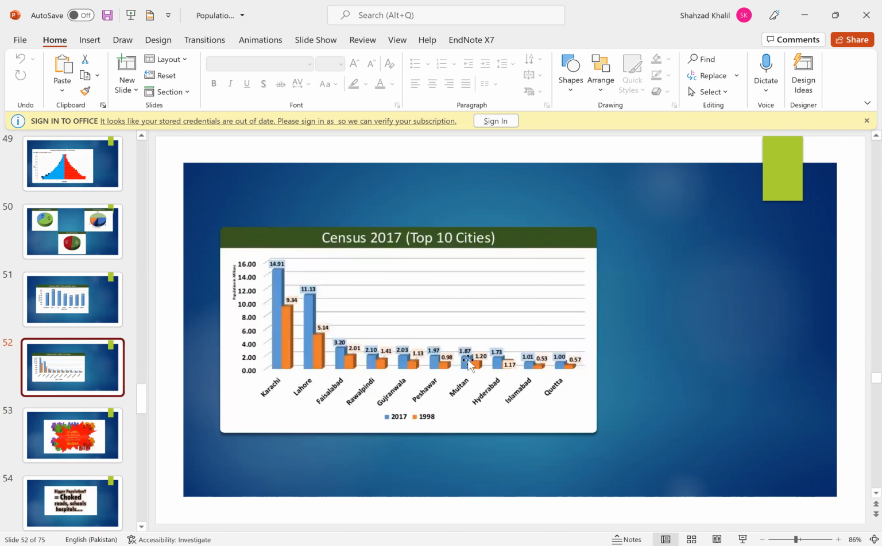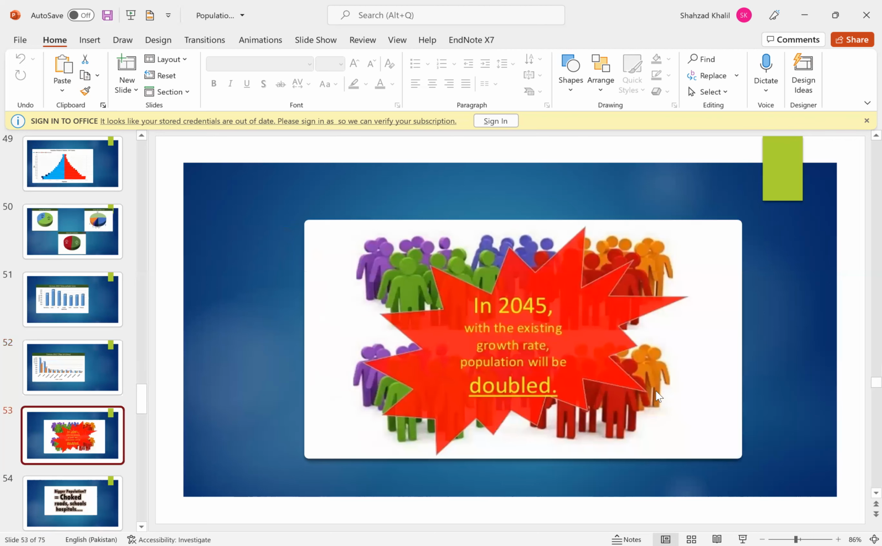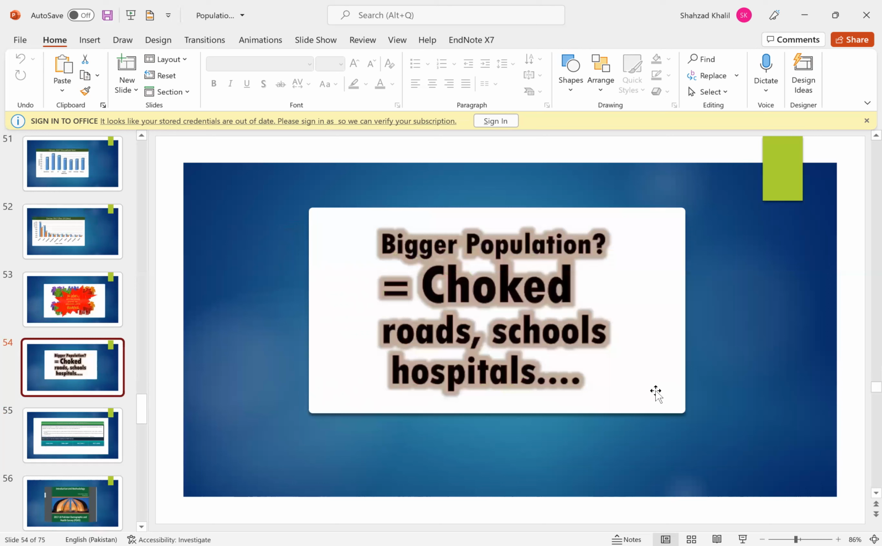Again, it is the population in millions. Top 10 cities: the orange one is 1998 and the other is 2017. You can see the gross difference in the populations of Karachi, then Lahore, Faisalabad, and even Quetta. In 2045, with the existing growth rate, the population will double. A bigger population would lead to choked roads, schools, and hospitals.